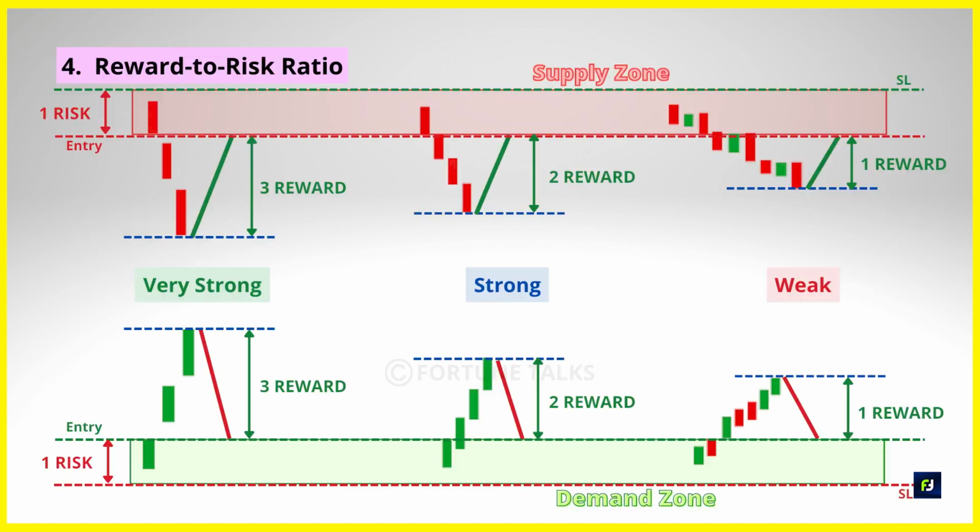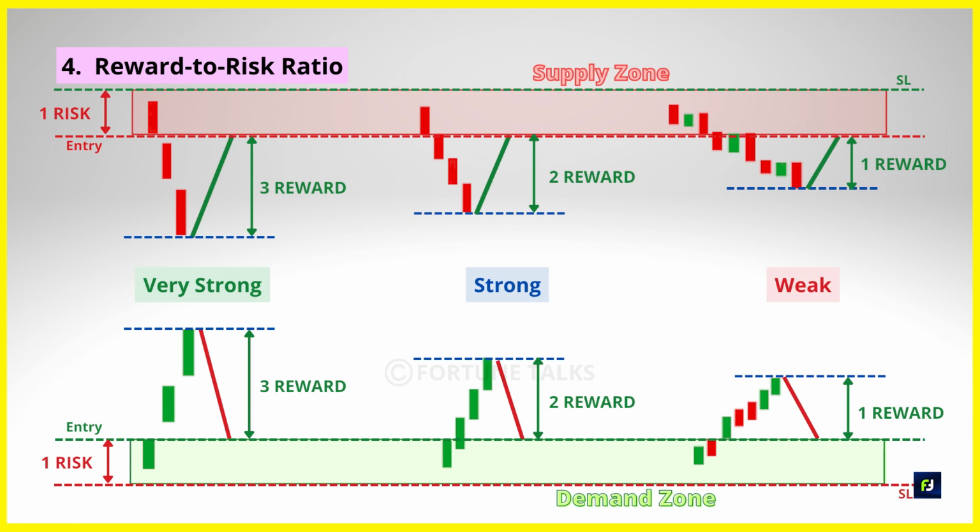The fourth odd enhancer is reward to risk ratio. The reward to risk ratio, as you may already know, gives us a good idea of whether we have a chance of making money trading on a particular supply or demand zone or not. So we need to choose those trading opportunities that offer us at least a 3:1 reward to risk ratio.